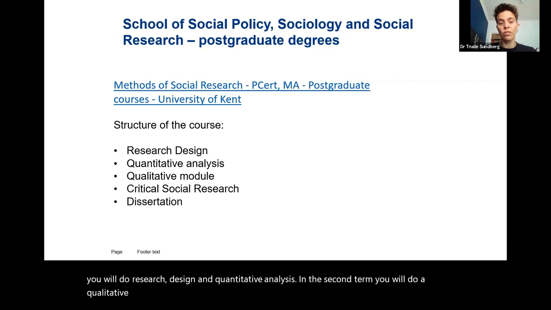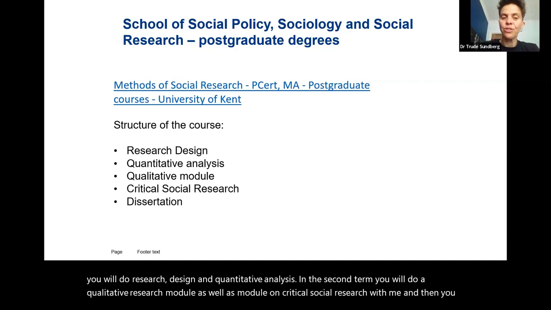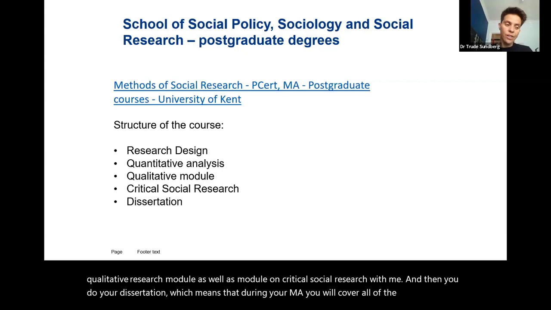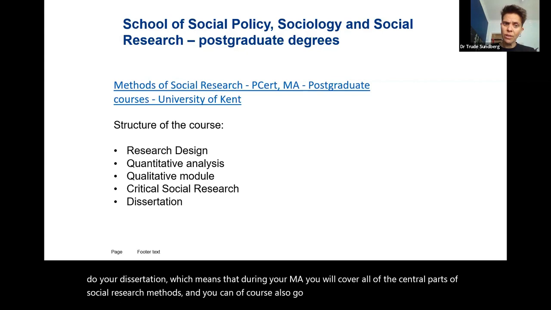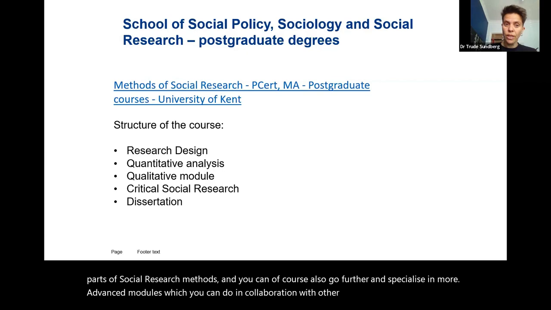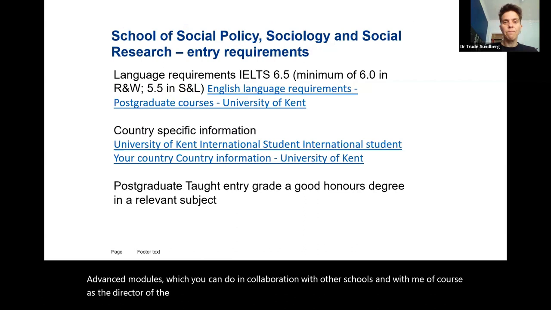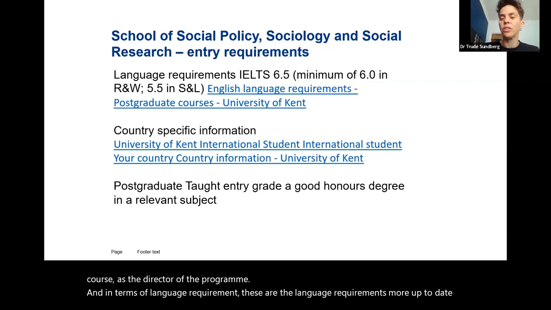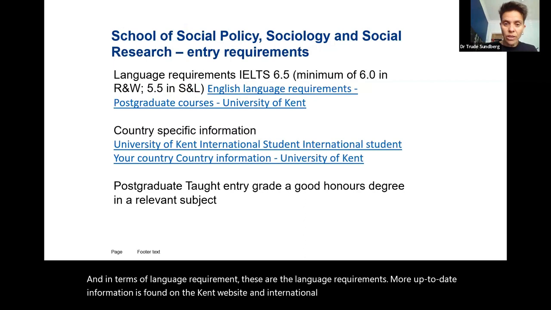And then you do your dissertation, which means that during your MA, you will cover all of the central parts of social research methods. You can, of course, also go further and specialize in more advanced modules, which you can do in collaboration with other schools and with me, of course, as the director of the program. In terms of language requirements, these are the language requirements. More up-to-date information is found on the Kent website and international student website.